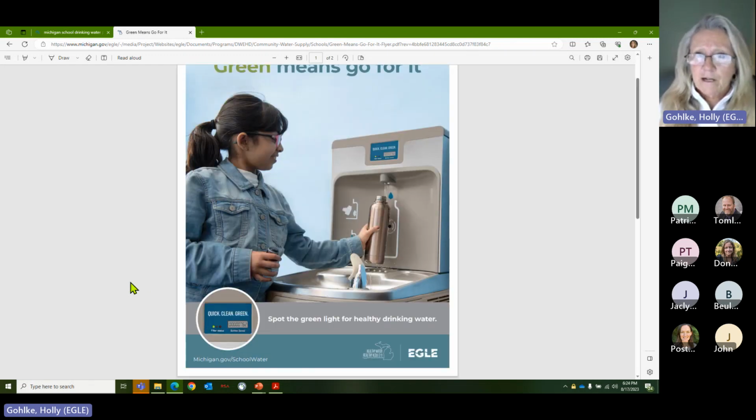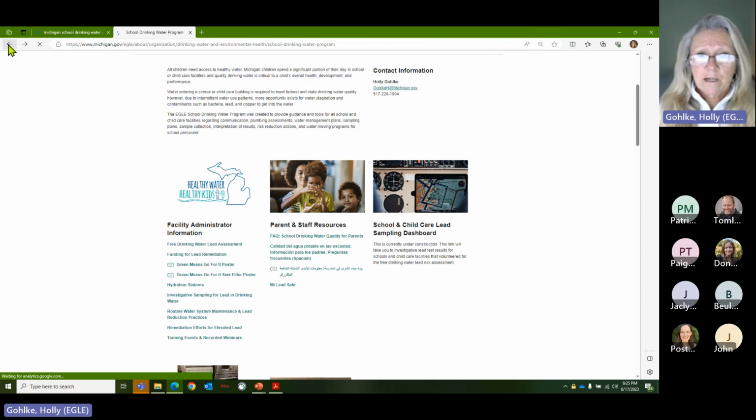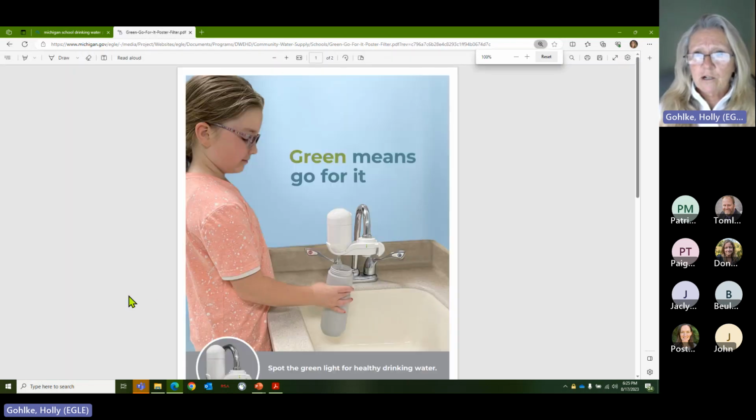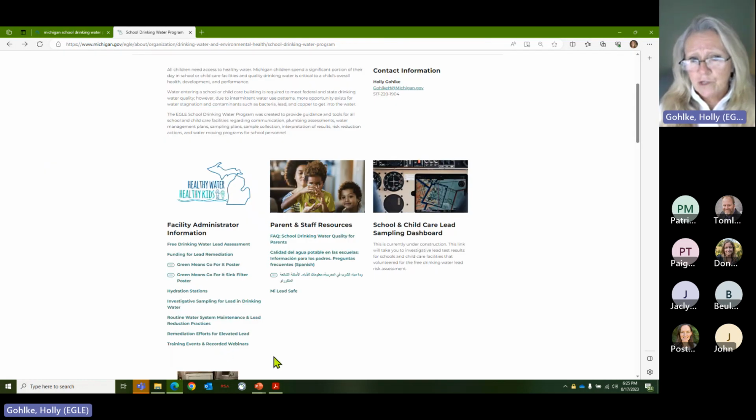Green means go for it. And this will help promote children to go to filtered bottle fill stations and look for the green light to make sure that the filter is still effective, and they can be pretty self-assured and have good peace of mind that the water coming from these filtered devices is good quality water and safe to drink. And we have a poster for a sink also, so a faucet filter. So we have a lot of materials out there that you can use.